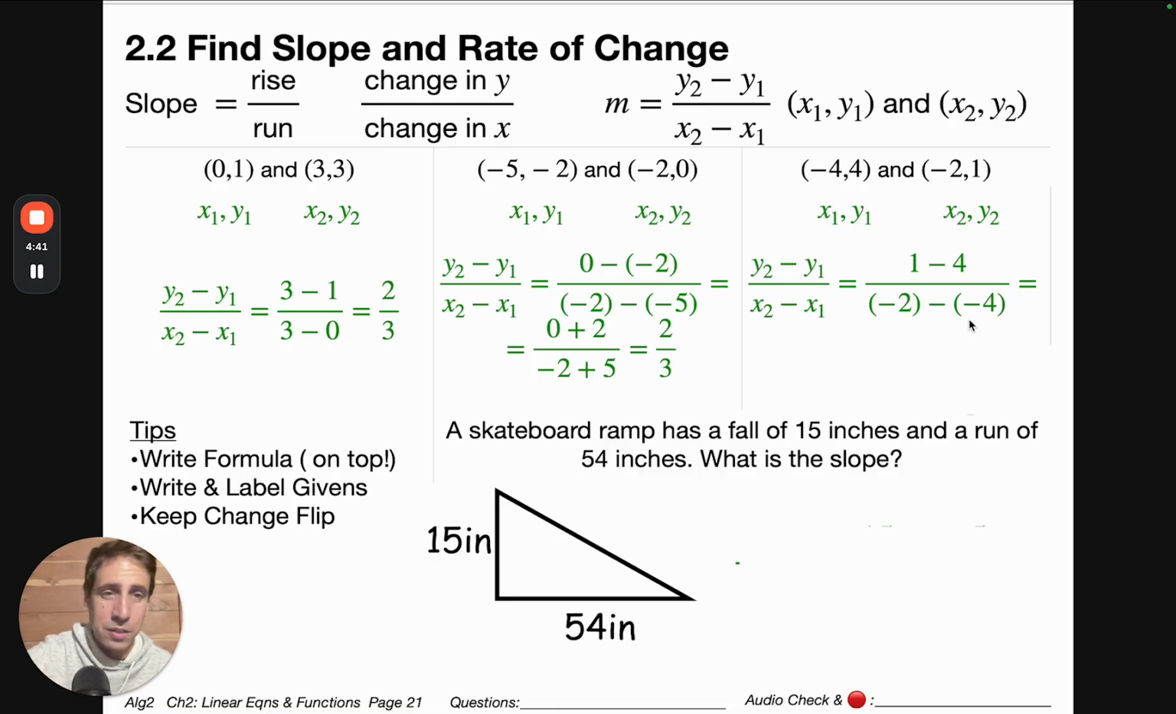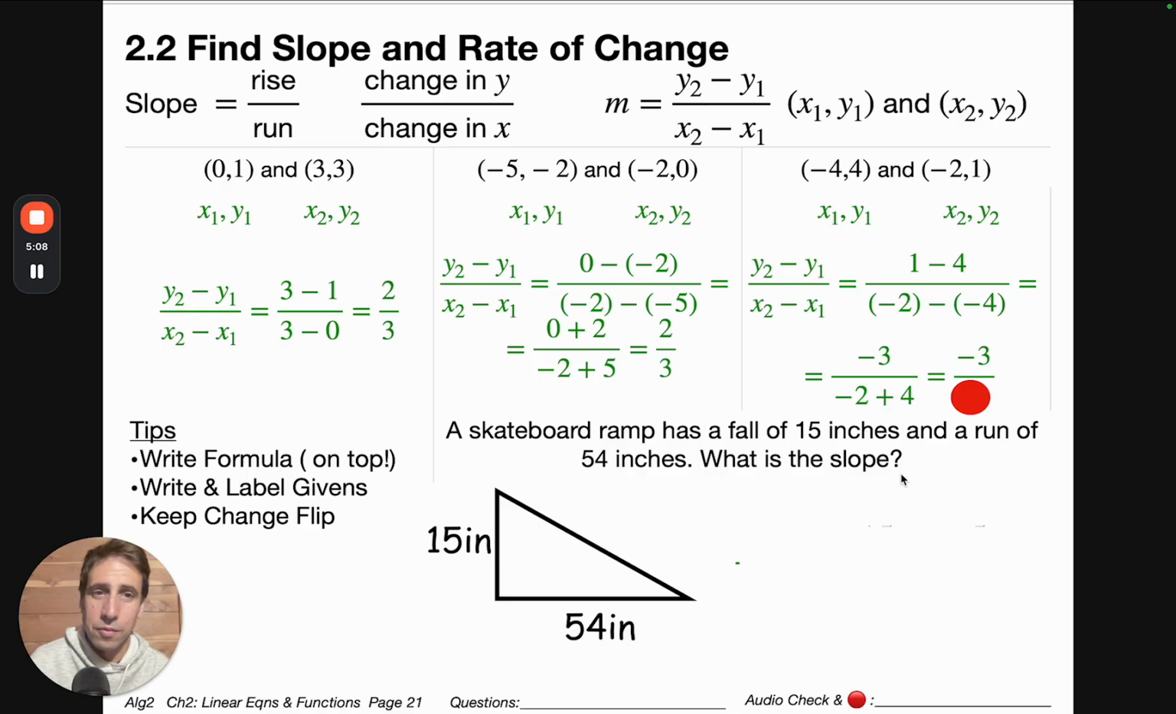All right, keep, change, flip. Well, 1 minus 4, I just did negative 3. And then negative 2 minus negative 4 becomes negative 2 plus positive 4. Keep the negative 2, change the minus to plus, and the negative 4 turns into a positive 4. And then I think you can figure out what negative 2 plus 4 is. Anyway, this is going to be the slope.